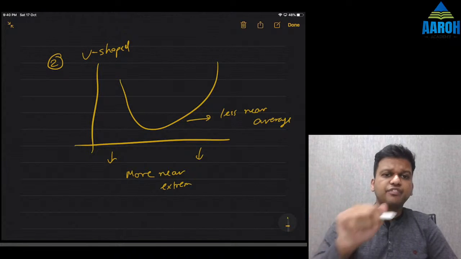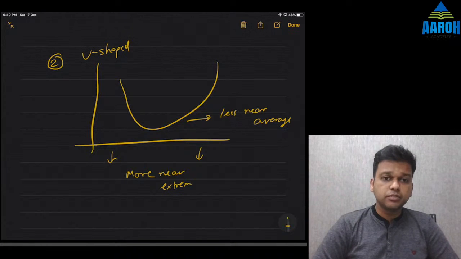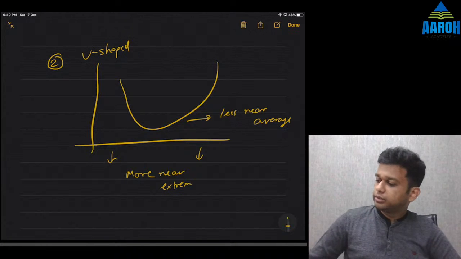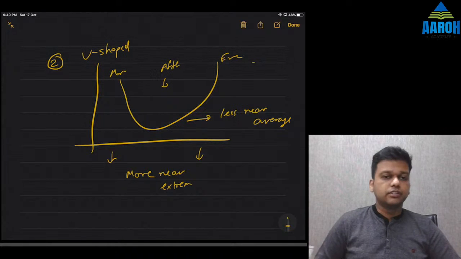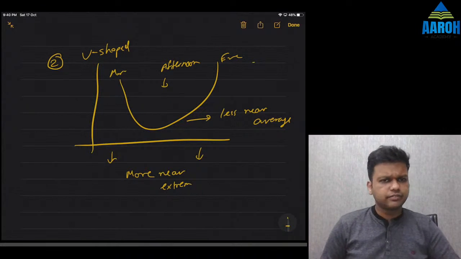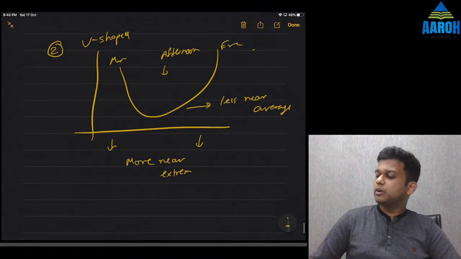Generally, the curve of traffic, actual traffic on roads, is also U-shaped, because in the morning there is high traffic, in the evening there is high traffic, but in the afternoon there is low traffic, right? Fine. So we can take such examples for a U-shaped curve. That is okay. Third one, according to the module, is the J-shaped curve.